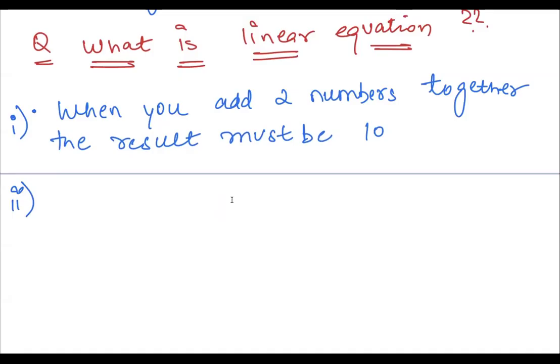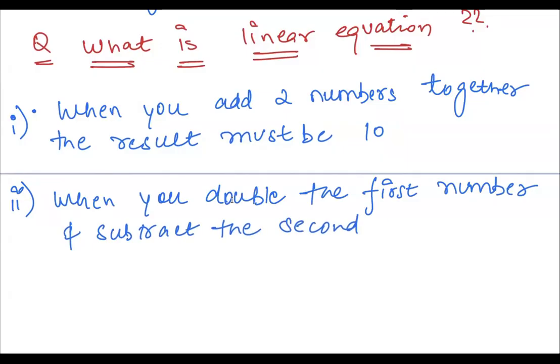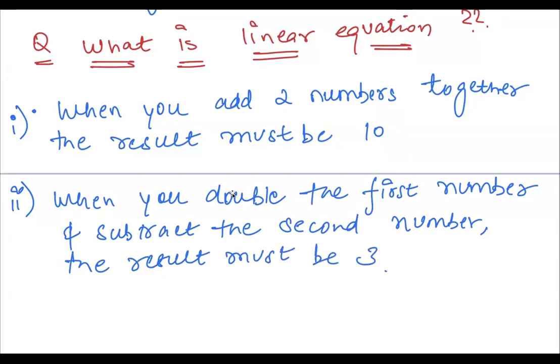The second statement is, when you double the first number and subtract the second number, the result must be 3. So these are two statements.